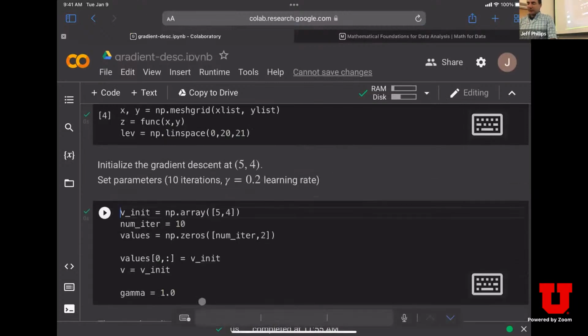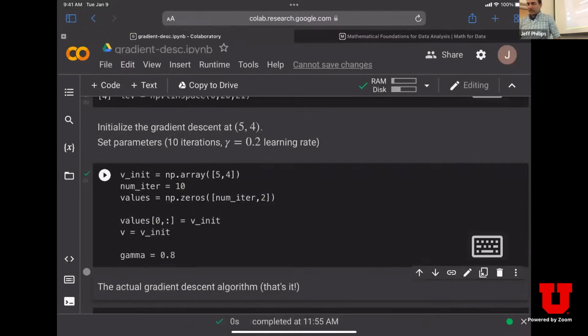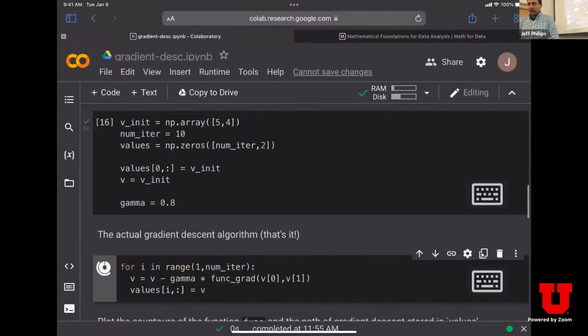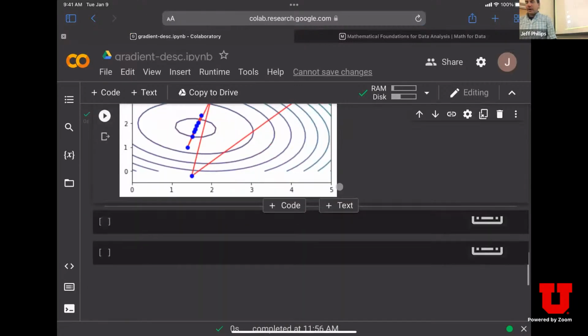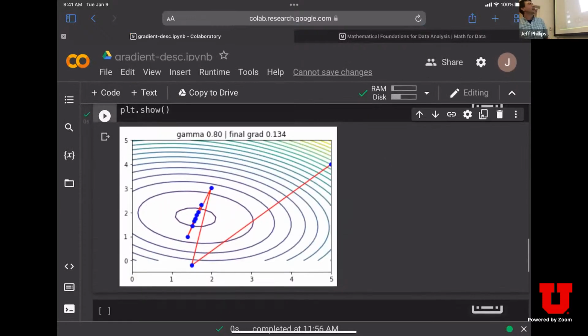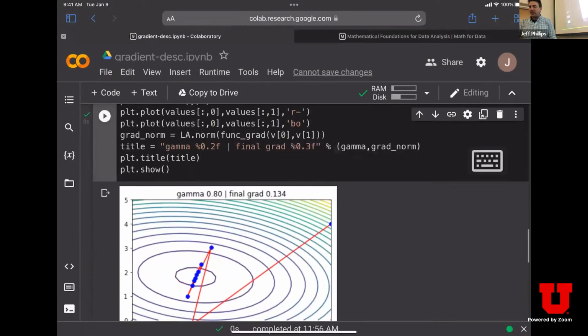Okay, so let's try 0.8. And well, okay, now I'm actually converging to the right solution here. Okay, but this is not what it's supposed to be doing. You should not be jumping back and forth across the minimum, right? I still need to get the learning rate down.